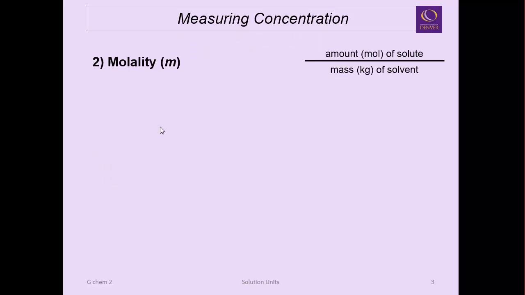It sounds very similar, but it's quite different. It's called molality. And the difference is you see this small and usually italicized m, and it represents the moles of solute in the mass in kilograms of solvent.